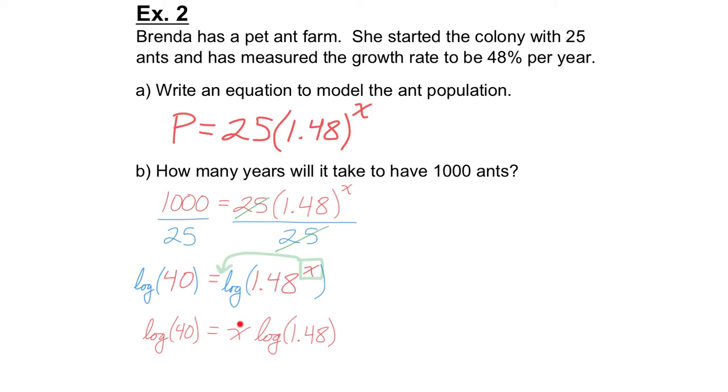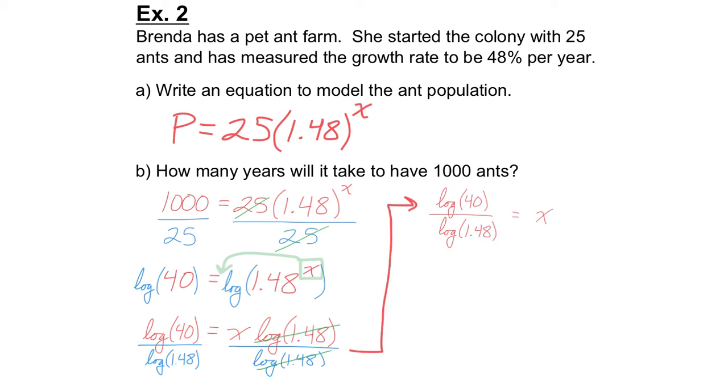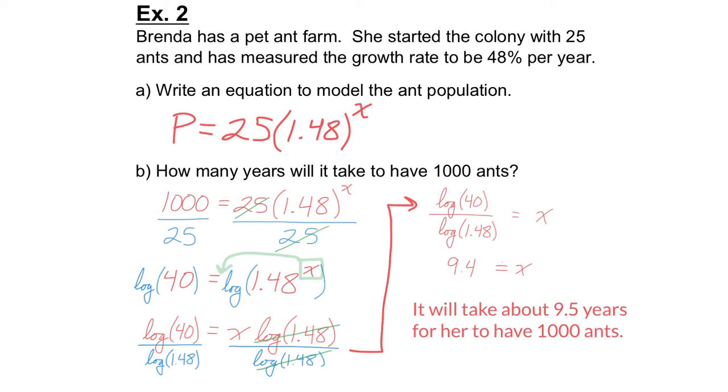I want to solve for x, so I need to divide both sides by log of 1.48. And that leaves me with log 40 divided by log 1.48 equals x. So I plug that into my calculator: log 40 divided by log of 1.48. It's approximately 9.4. So I can say, therefore, it will take about 9.5 years to have 1,000 ants.